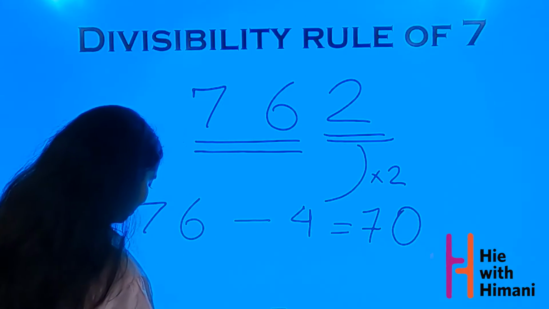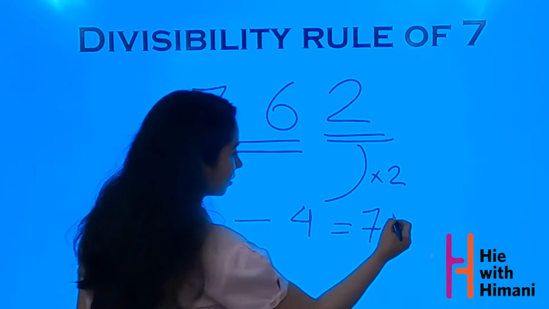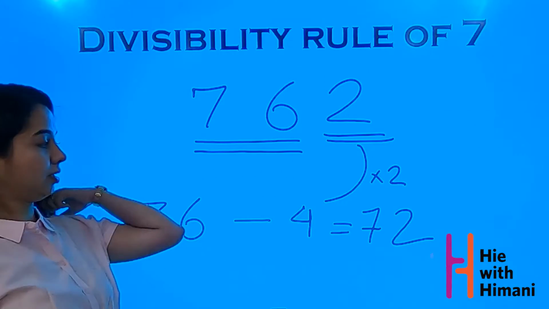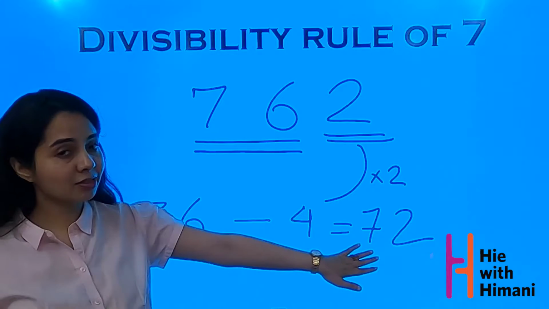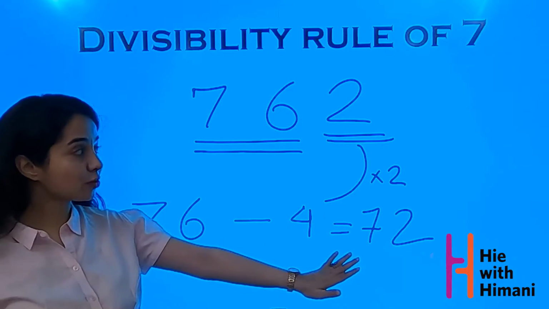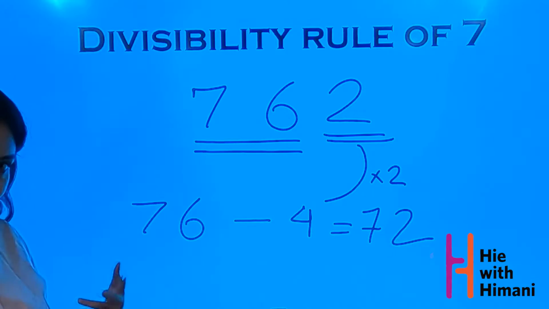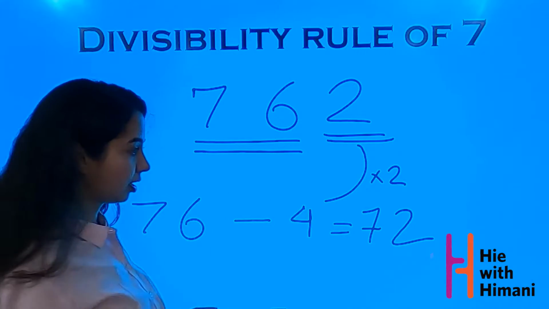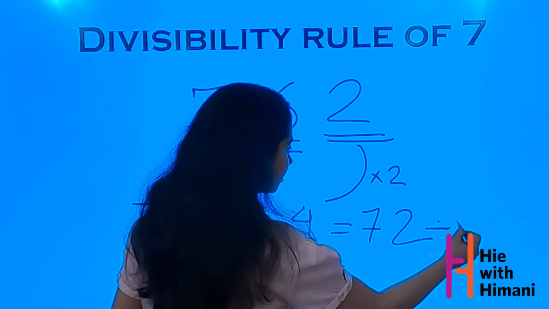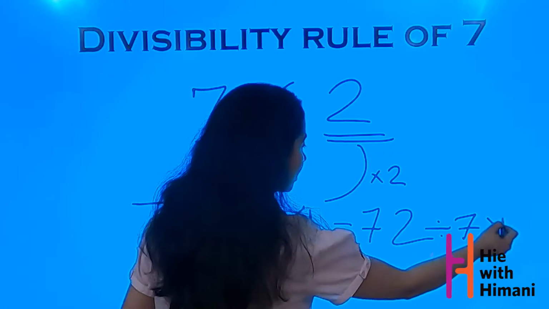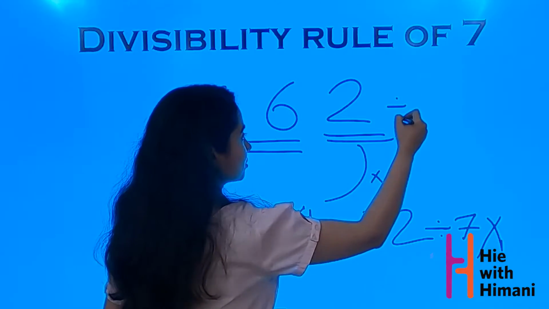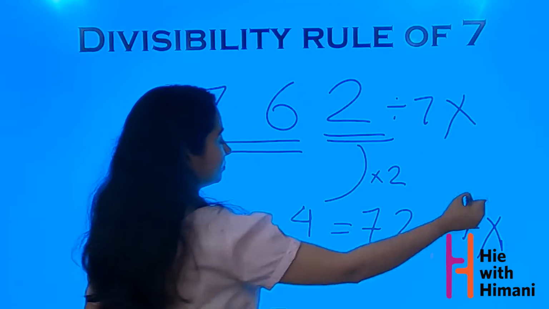Sorry, it's 72. 76 minus 4 is 72. I have to check whether this number is divisible by 7 or not. Since 72 is not divisible by 7, I will say that this is not divisible by 7. So therefore, 762 will also not be divisible by 7.